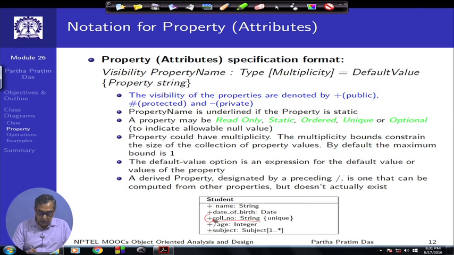Then it is prefixed with a symbol which could be one of plus, hash or minus. They mean the visibility of that particular property or data member. If a property is public, any other class can access that property directly. If it is private, only the operations of that specific class can access that property, but no external class can. And finally, if the visibility is protected, then we have something in between.